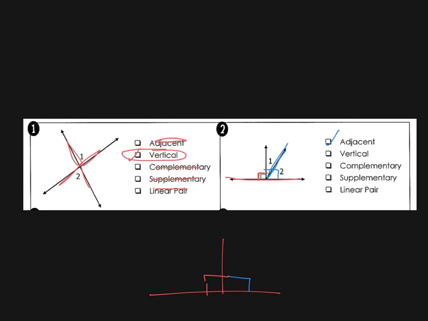They're not verticals. They don't form two V's. Right? And if I'm checking off adjacent, they can't be vertical. If I'm checking off vertical, they can't be adjacent. I know that 1 and 2 add up to this blue box, right? They're 90 degrees, so they're certainly complementary. If they're complementary, they add up to 90, can't be supplementary. And if they're not supplementary, well, they certainly can't be a linear pair.